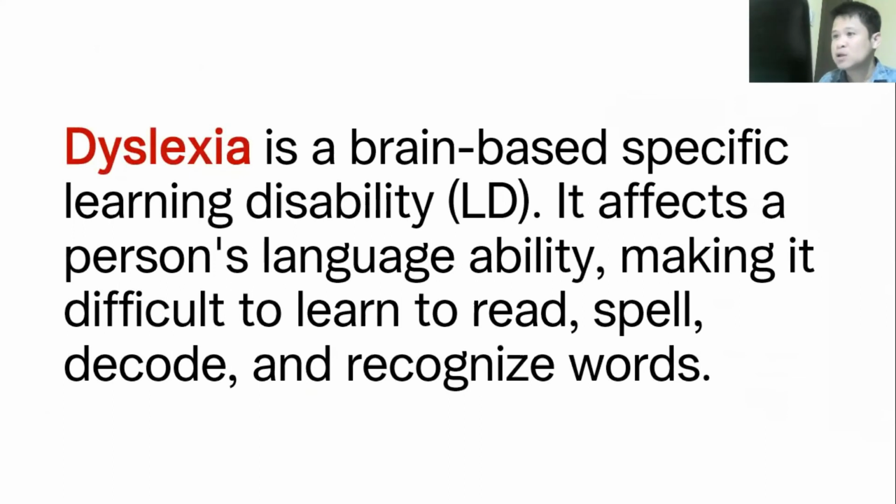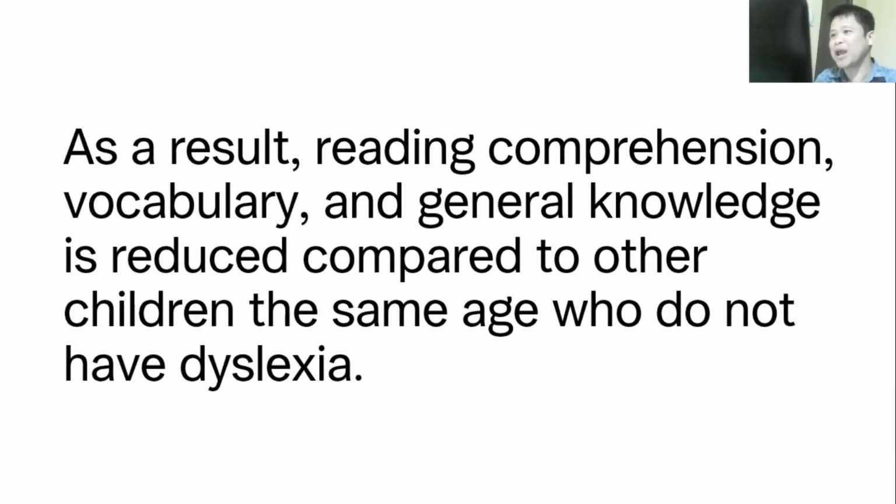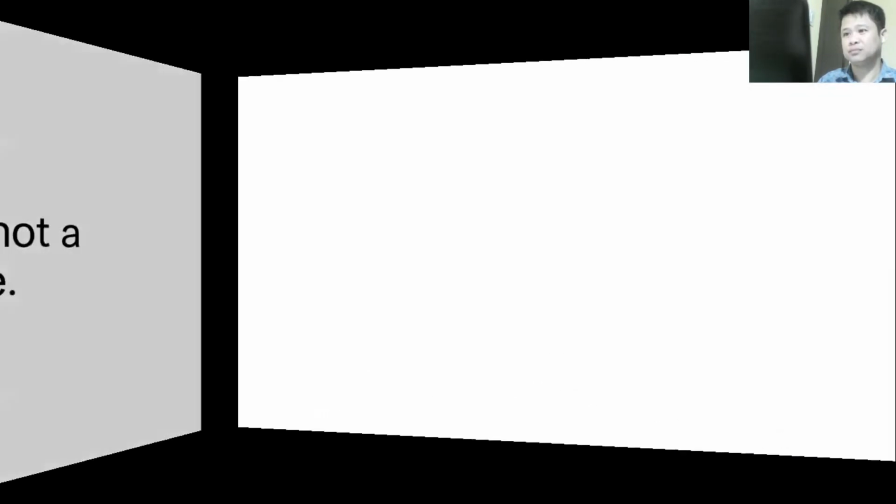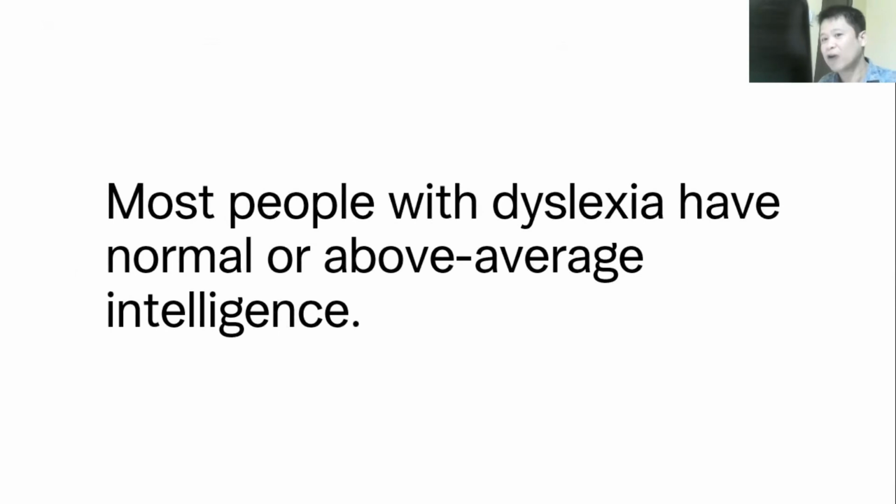Dyslexia is a brain-based specific learning disability, or LD. It affects a person's language ability, making it difficult to learn to read, spell, decode, and recognize words. As a result, reading comprehension, vocabulary, and general knowledge are reduced compared to other children the same age who do not have dyslexia. Remember, dyslexia is not a reflection of intelligence. Most people with dyslexia have normal or even above average intelligence or IQ.